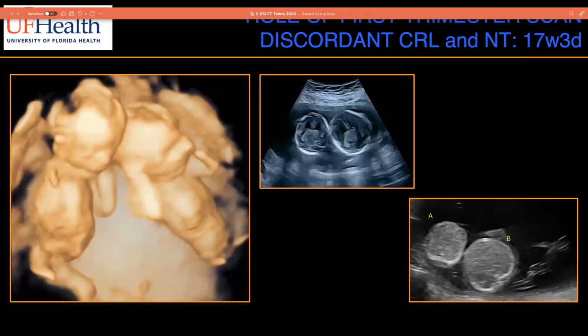And here is another set at 17 weeks, 3 days, and see the difference in the size of the head and the size of the abdomen at 17 weeks, 3 days. So you had selective fetal growth restriction.